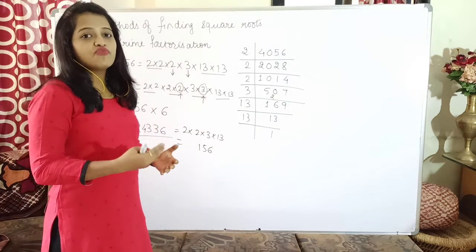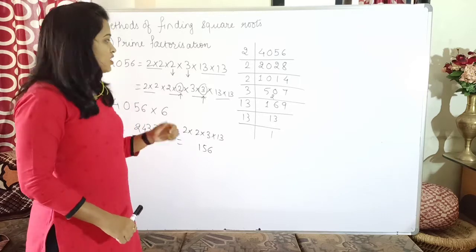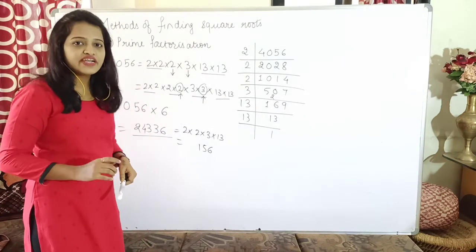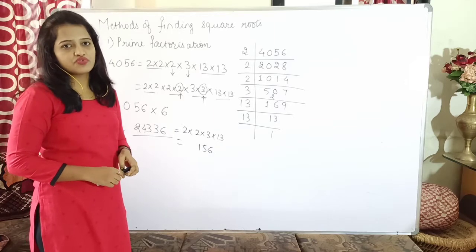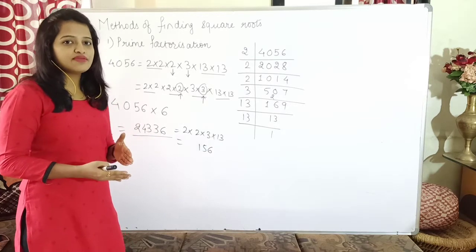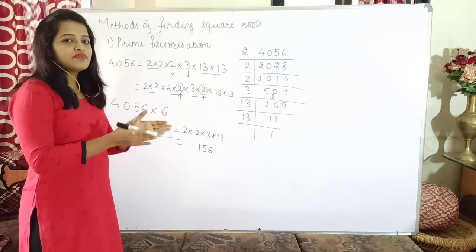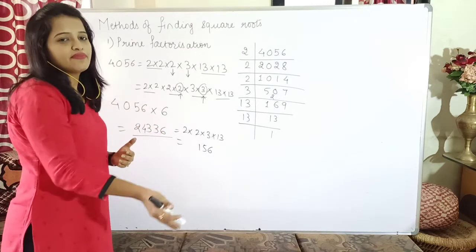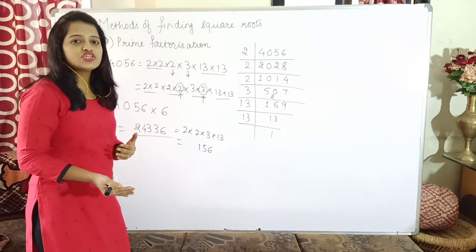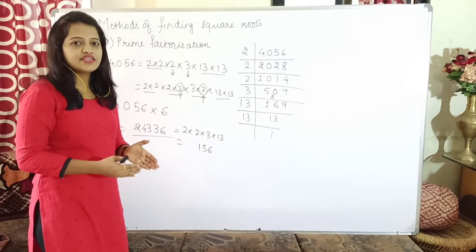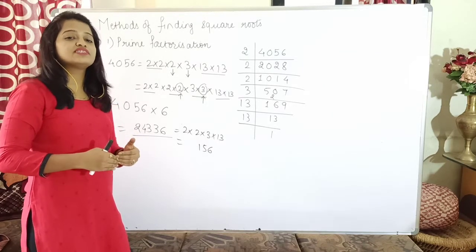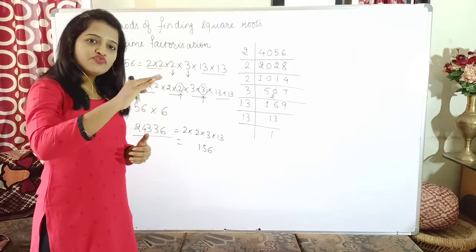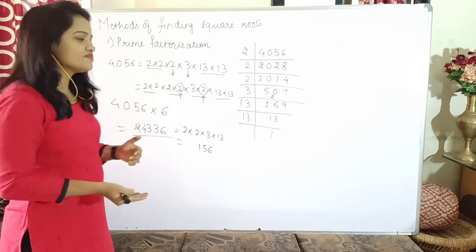Now, instead of multiplying, if they ask you by what number this 4056 should be divided to make it a perfect square. When they say multiplying, it means whatever factors are not having their pair, you will multiply them. But when they ask by what it should be divided, it means whatever factors are not present in pairs, you will use them for the division.